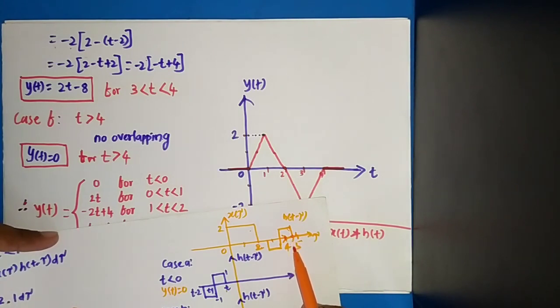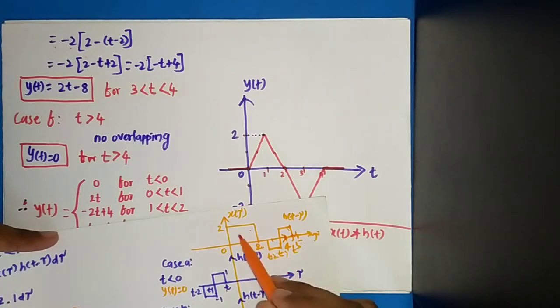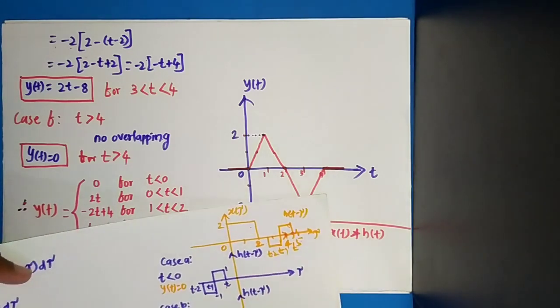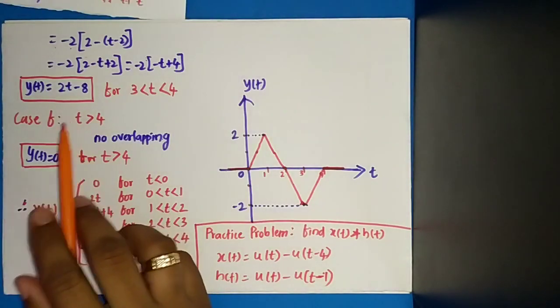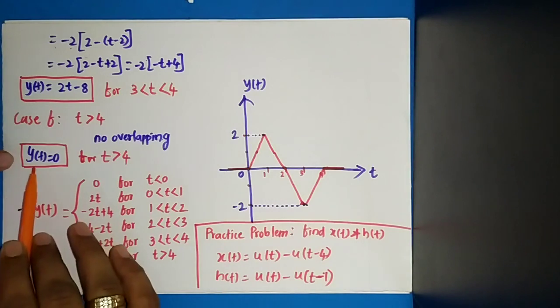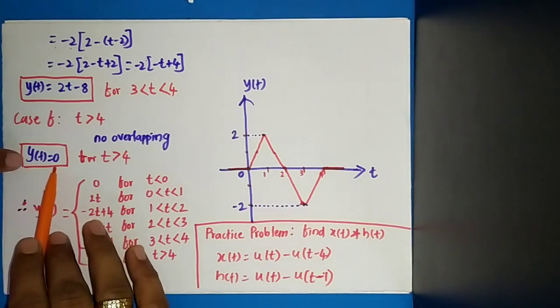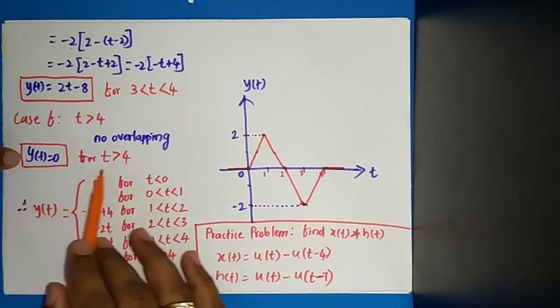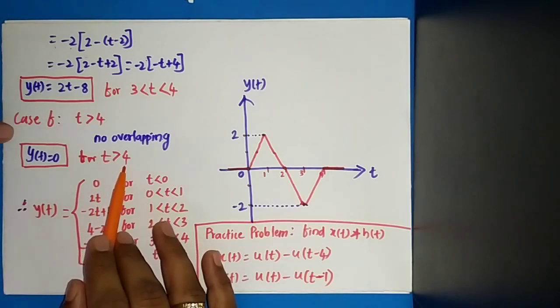I have drawn it here only so that you can get the information. Like if I consider this is the t term and this is the t minus 1 and this is the t minus 2. If t is in between 4 and 5, what will happen? It will end after 2 only. So there will not be overlapping. So that's why you can simply say for t greater than 4, there will not be any overlapping. So for this region, y of t again becomes 0, for t greater than 4.